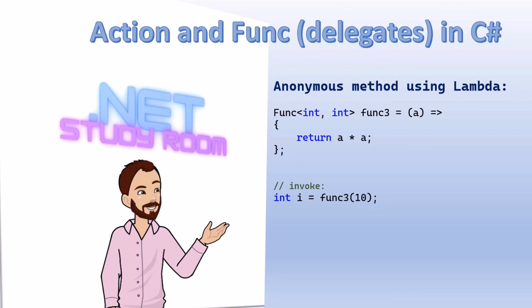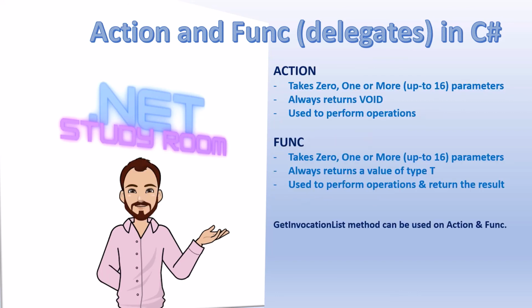To summarize it all, action is a delegate which can take 0, 1, or more inputs, and returns void. And func is a delegate which can take 0, 1, or more inputs, and always returns a value. You can associate a named method or an anonymous method to action and func. Also, you can associate more than one method to them. And because both action and func are delegates, you can use the GetInvocationList method on them to get the list of associated methods.